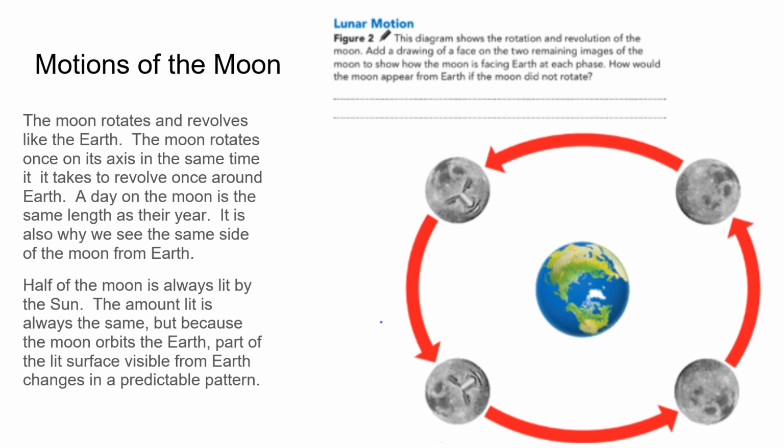Lunar motion, figure 2. This diagram shows the rotation and revolution of the moon. Add a drawing of a face on the two remaining images of the moon to show how the moon is facing Earth at each phase. How would the moon appear from Earth if the moon did not rotate? People on Earth would be able to see all sides of the moon instead of only the same side.